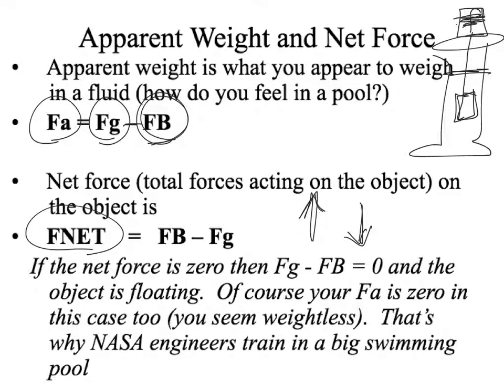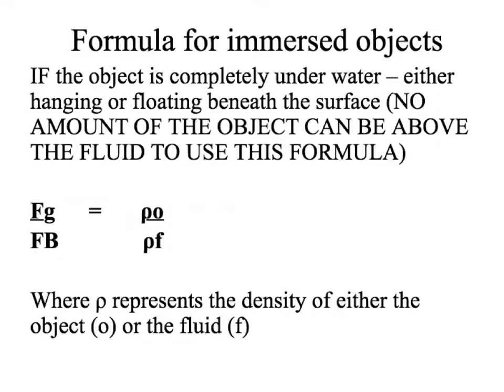Okay. So we'll just look at a couple of other formulas here that are going to be useful. If we have no amount of the object above the fluid, so completely surrounded by the fluid, you can use this formula. F sub g is the weight, of course, over the buoyant force, equals rho, the Greek letter rho, which just means density. This is the density of the object over the density of the fluid.